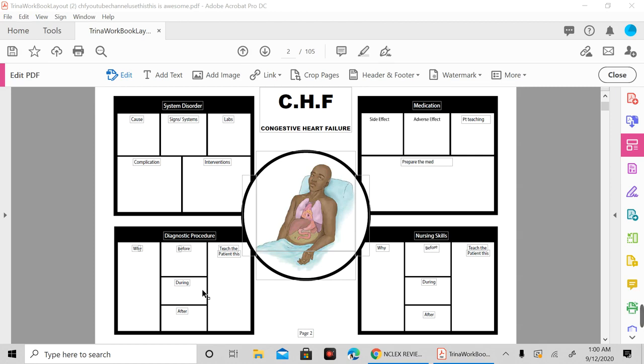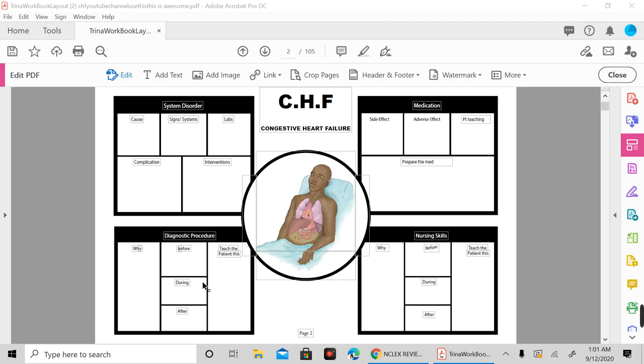During, make sure that the patient understands the reason for the weights. After, make sure the patient knows that you're going to weigh him again tomorrow. Teach the patient this: weight gain of more than 2 pounds in a day or 5 pounds in a week, please call the healthcare provider. Please let someone know. Then I draw a picture of congestive heart failure. And then I make an NCLEX style question on congestive heart failure. And then I move on.